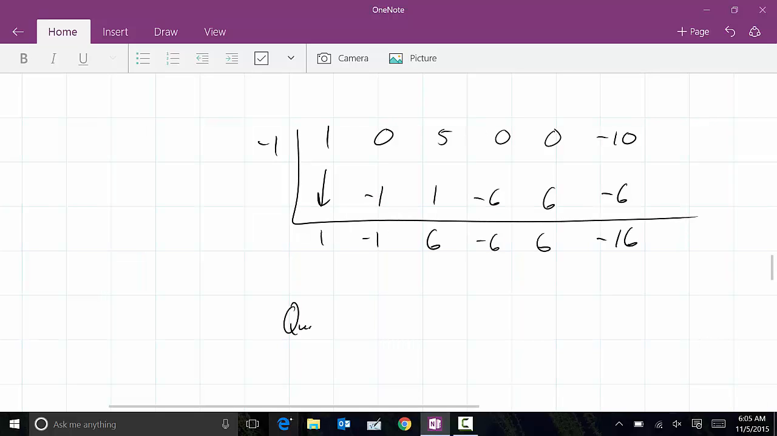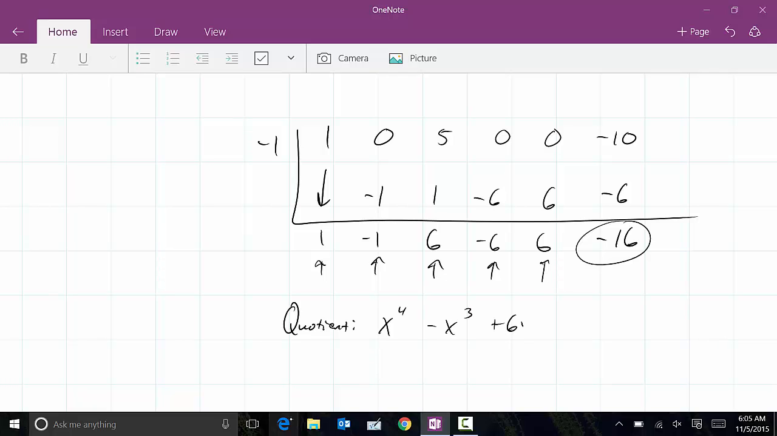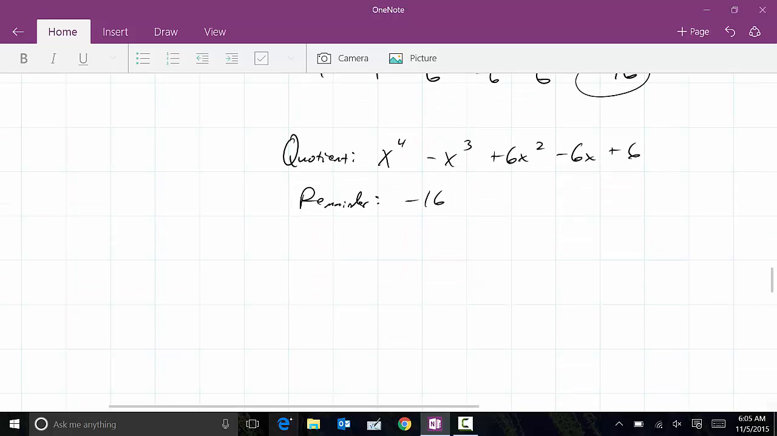So the quotient is going to be, look, this is the remainder, so that's going to be constant, linear, x to the power 2, x to the power 3, x to the power 4. So we're going to have 1x to the power 4 minus x cubed plus 6x squared minus 6x plus 6. The remainder is negative 16. It's entirely possible to have some of these end up being 0, but none of them have worked out that way.